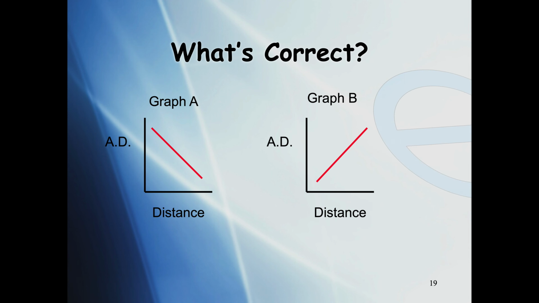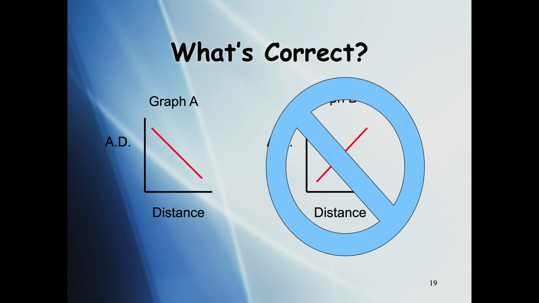Okay, so this graph is incorrect. If you look at graph A, it says if your distance is small, the angular diameter is bigger. Or if your distance is far, the angular diameter is smaller, which is what we just said from those questions.